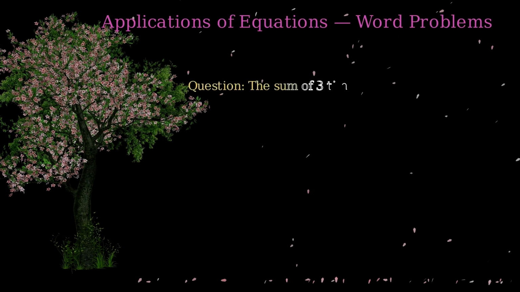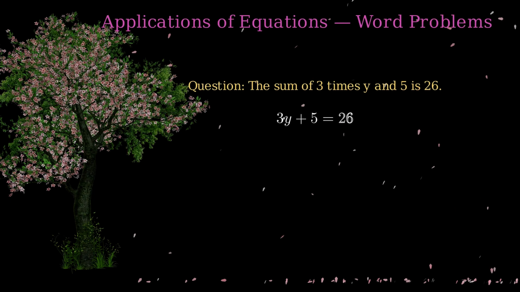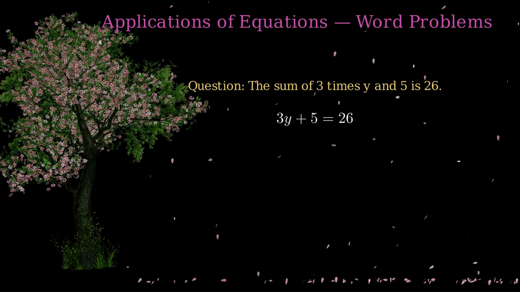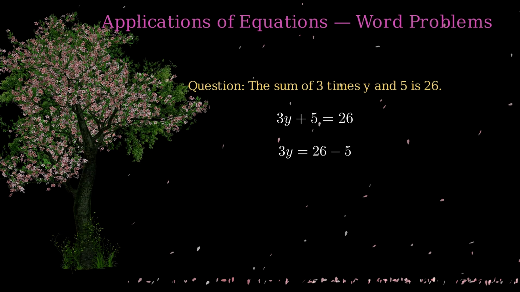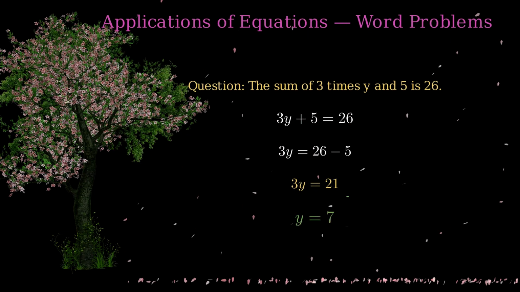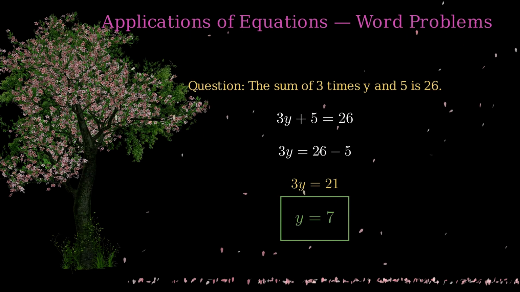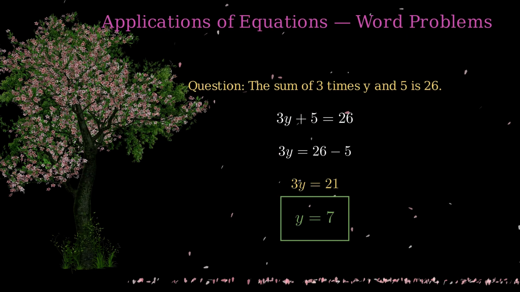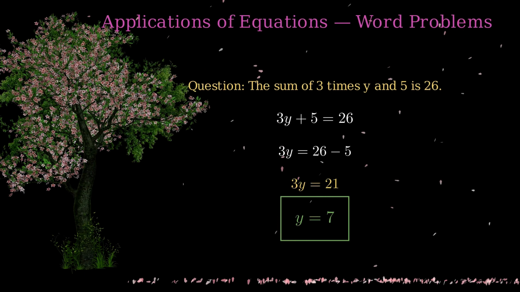Let's learn how to translate real-life word problems into equations. Consider this task. The sum of 3 times a number y and 5 is 26. First, we identify our variable, which is already labeled as y. Next, we write out the given information as an algebraic equation, yielding 3y plus 5 equals 26.